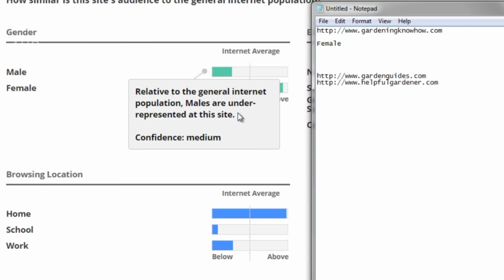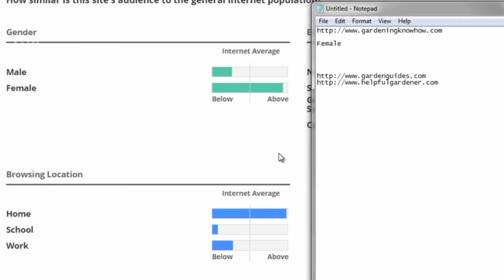Males are underrepresented, but males still do gardening as well. So we can say males, maybe about 20%, and females are a guesstimate of about 80%. As long as we know that the major demographic in this case is female, we know that we're probably going to speak directly to females.